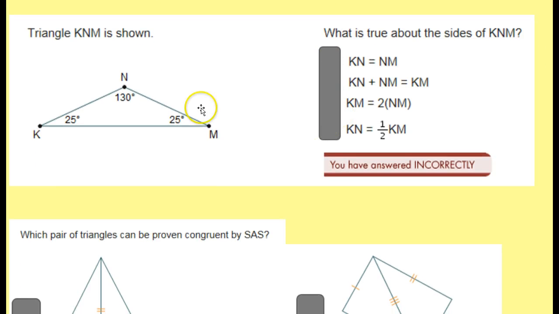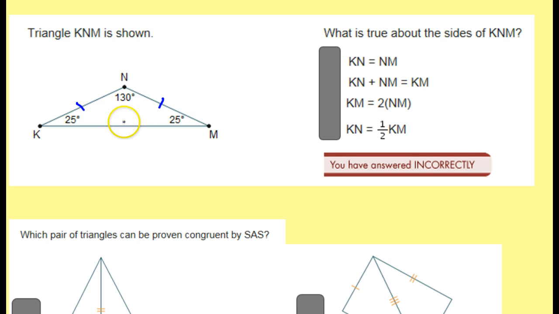Now, let's move on to the next one. Triangle KNM is shown. What is true about the sides of K, N, and M? Well, because these two angles, K and M, are equal, they're both 25 degrees, that means the sides across from them are also equal. So this side and this side have to be the same. So KN and KM are congruent.